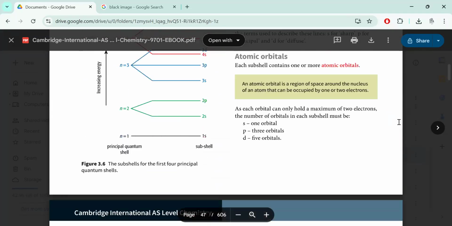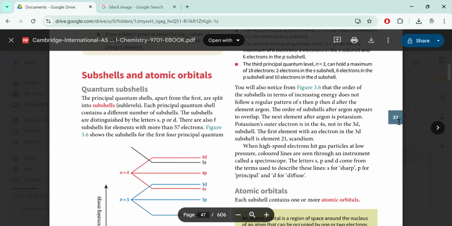This is figure 3.6. You can see that the order of subshells in terms of increasing energy does not show a regular pattern of S and P, then D after the element argon. The subshells of argon appear to overlap. So the next element after argon is potassium. Potassium's electron is in the 4s and not in 3d. So the first electron in the 3d subshell is element 21, which is scandium.